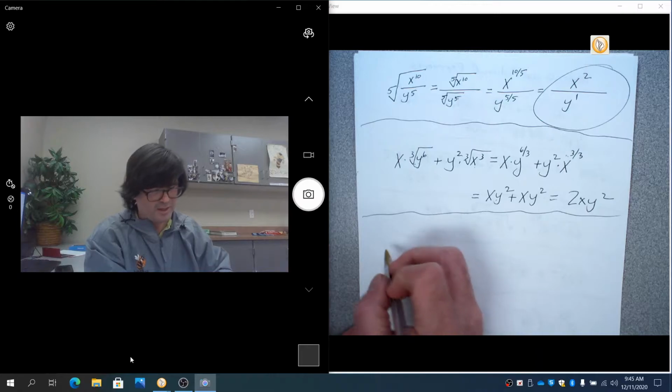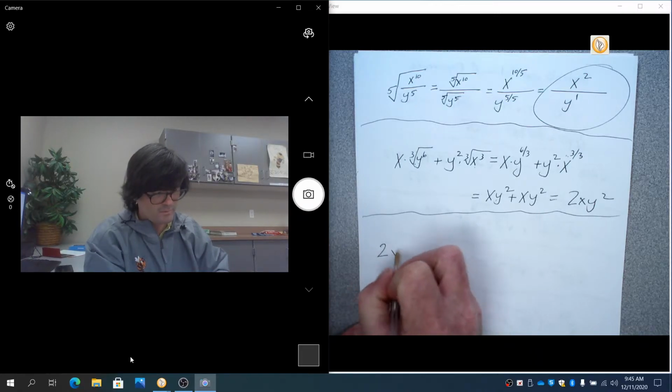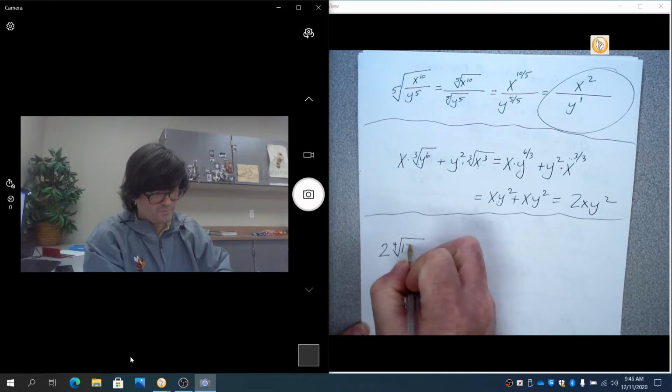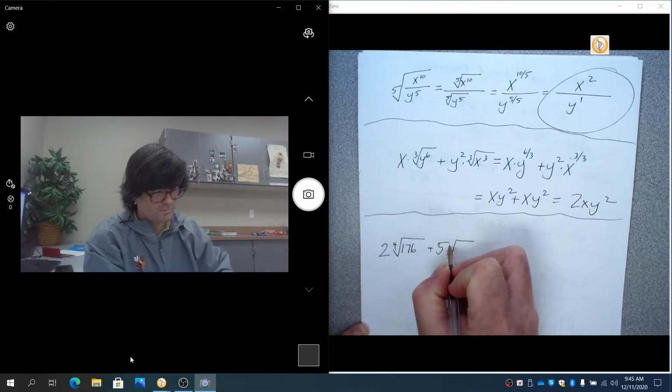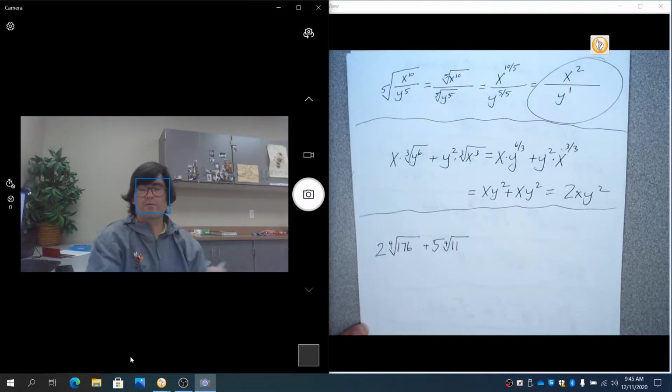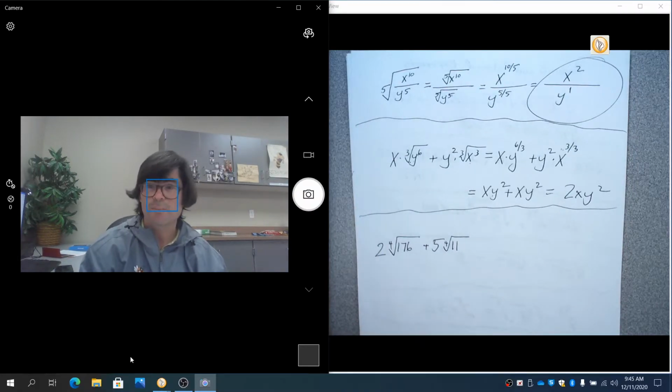Likewise, if you're trying to add this together, just right off the bat, those don't appear to be able. It doesn't look like you can add them together because 176 and 11 are not the same number.